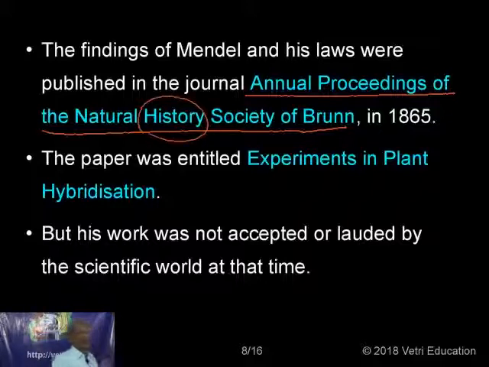Even biology was once upon a time called natural history, and then they changed it to natural science. Then the name changed to biological science. Then it became plant science, animal science. It's all changing of the terminologies. So natural history has nothing to do with the real history that you are studying today in your school. Natural history means biology. Okay. So Proceedings of the Natural History Society of Brunn in 1865. The paper was entitled Experiments in Plant Hybridization.